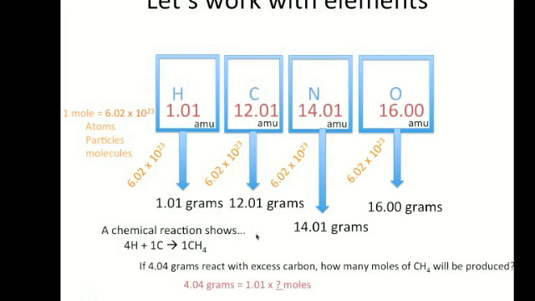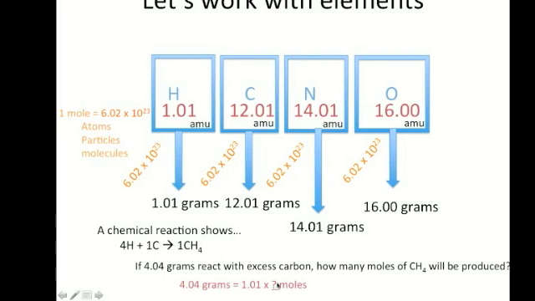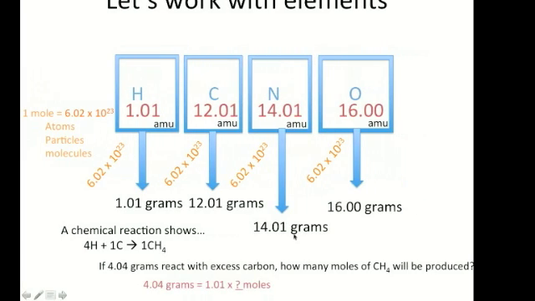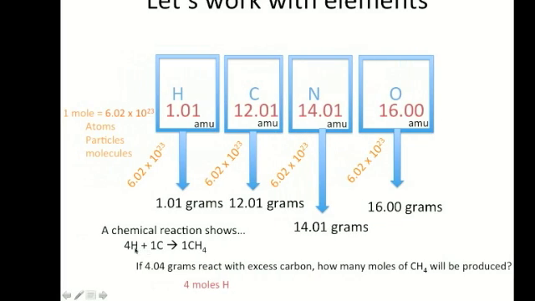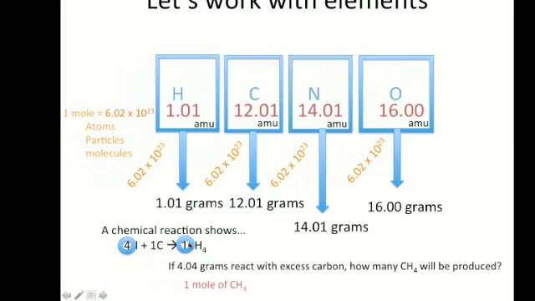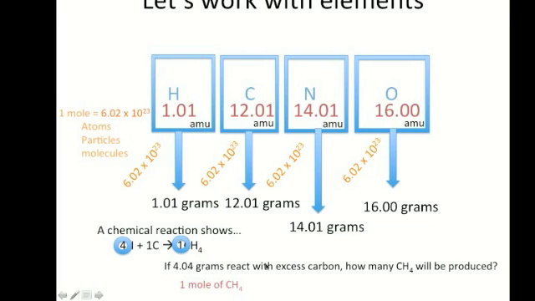If I start with 4.04 grams of hydrogen that react with excess carbon, how many moles of CH4 will be produced? Let's think about it. If 1 mole of hydrogen gives me 1 gram, then how many moles do I need to get to 4.04 grams? Looks like I'm going to need to multiply something here. Looks like I'm going to need to have 4 moles of hydrogen. If I've got 4 moles of hydrogen, how many CH4 can I create? 1 mole of CH4. Hopefully you're getting the hang of this.